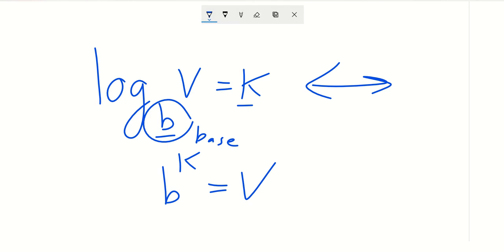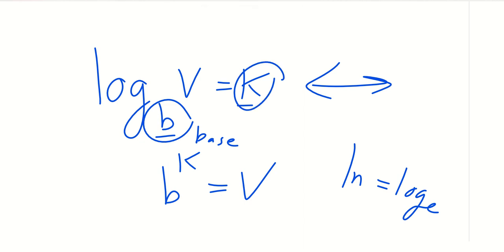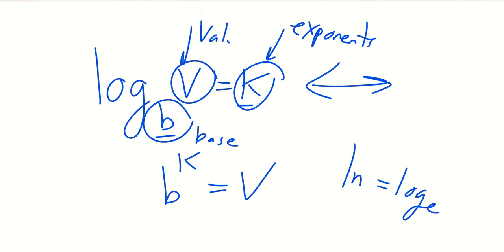If it's not listed, then it's understood to be the common log, which is log base 10. If they use the ln notation, then we know implicitly that that's log base e. The exponent is on the other side of the equal sign. That's what the log is equal to. Logs are really exponents. And the thing on the inside of the logarithm is the value. So as long as you can keep track of those 3 pieces, it's fairly easy to convert back and forth between the log form and the exponential form of an expression.